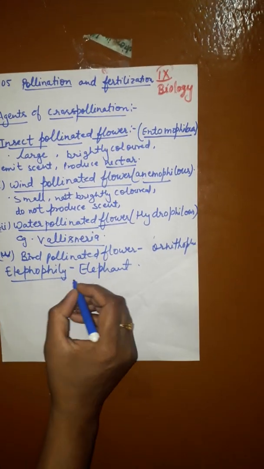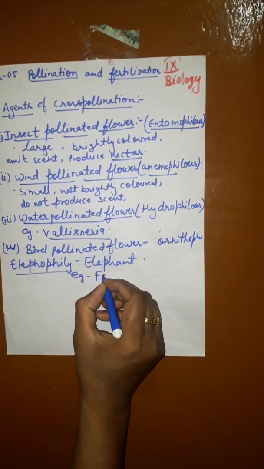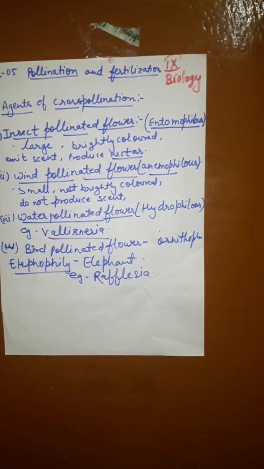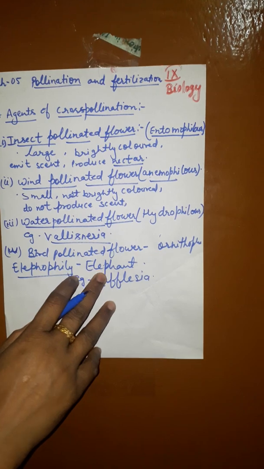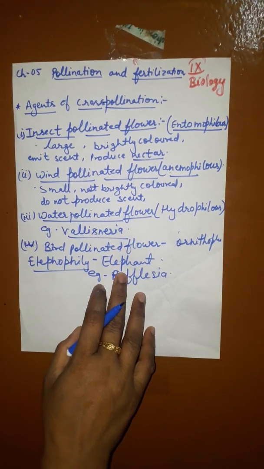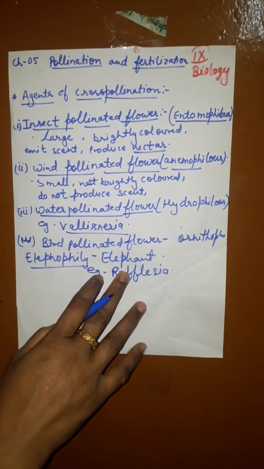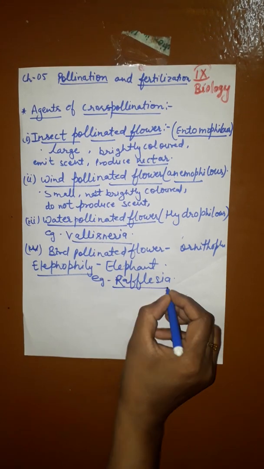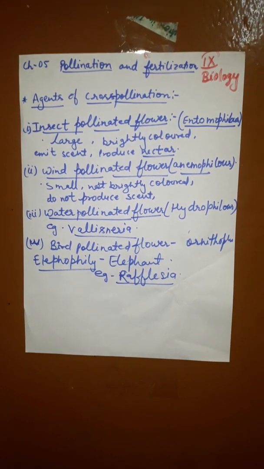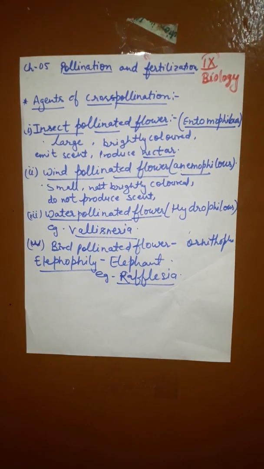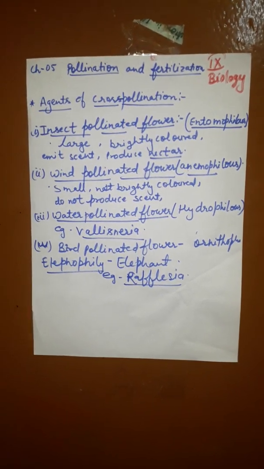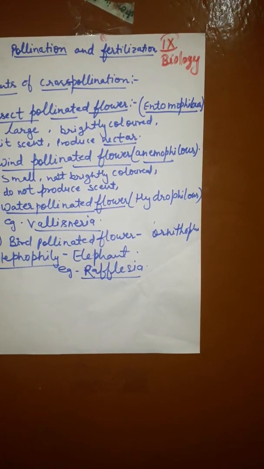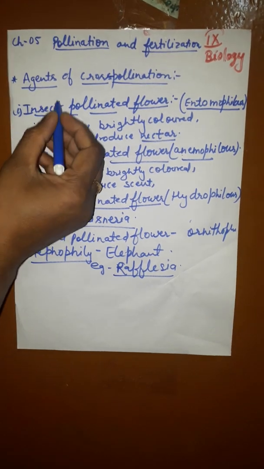A good example of elephantophily is Rafflesia, whose flowers are very large and found at ground level. The pollen grains of one flower get attached to the feet of an elephant and may be carried to the stigma of another flower, then trampled by their feet. A good example of ornithophilous flowers is Bougainvillea and canna.